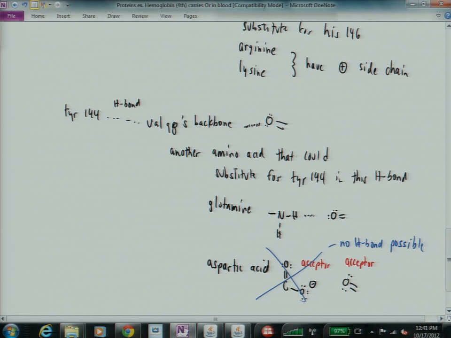Levi, what are you going to say? So let me be careful. This problem is a little bit tricky. Valine side chain, no way hydrogen bonds, right? It's all just carbon and hydrogen, boring itself, hydrophobic. But it happens we're making a hydrogen bond to part of its backbone. It's kind of a weird exception to what we normally talk about.